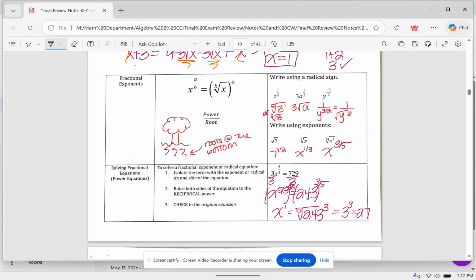Now, technically, you really could just type in your calculator 243 raised to the 3/5 power, and you will end up with a final answer of 27. But I think it's worth noting why your calculator is even giving you that answer. It's due to power over root. So 5th root, and then I can take the power of 3 to it.